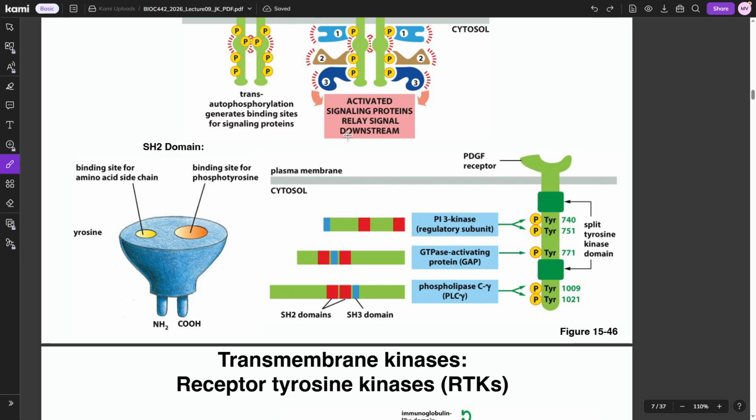And so the main thing with this is just trying to show that there's many different ways the SH2 domain can be formed. That's all they're trying to get across here. And then these spots here on the receptor tyrosine kinase bind to different variations of the SH2 and SH3 domains.